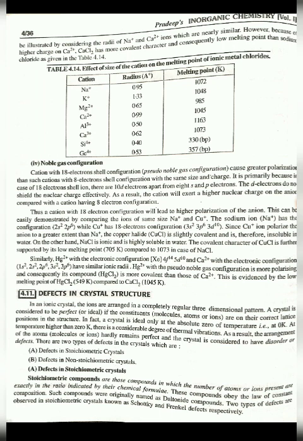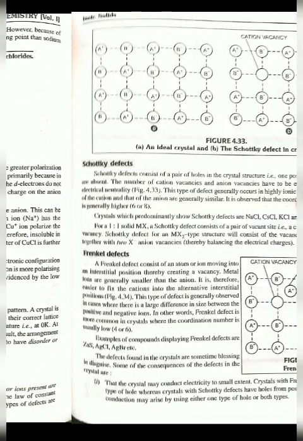A. Defects in stoichiometric crystals. Stoichiometric compounds are those compounds in which the number of atoms or ions present are exactly in the ratio indicated by their chemical formula. These compounds obey the law of constant composition. Such compounds were originally named Daltonide compounds. Two types of defects are observed in stoichiometric crystals, known as Schottky and Frenkel defects respectively.